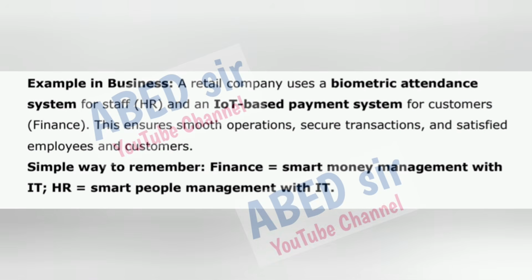Example in business: a retail company uses a biometric attendance system for staff, HR, and an IoT-based payment system for customers, finance. This ensures smooth operations, secure transactions, and satisfied employees and customers. Simple way to remember: finance equals smart money management with IT, HR equals smart people management with IT.